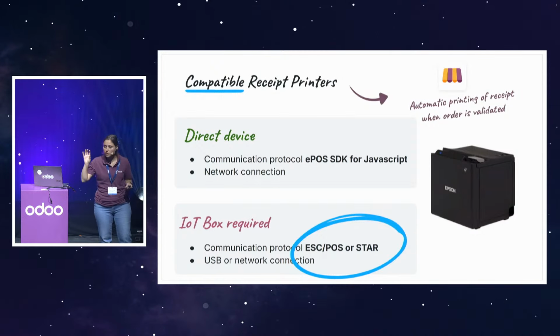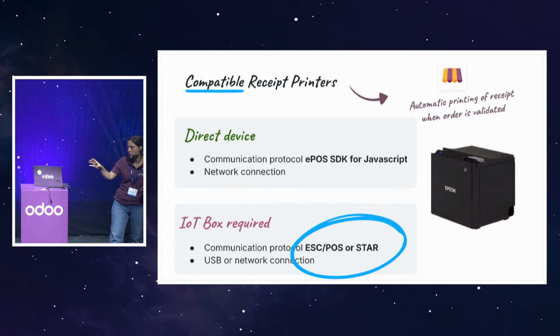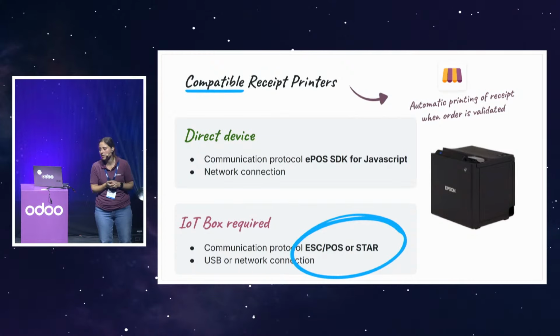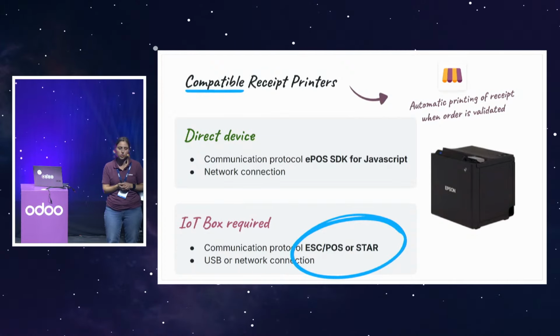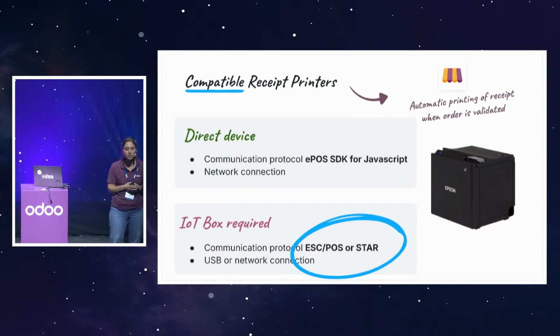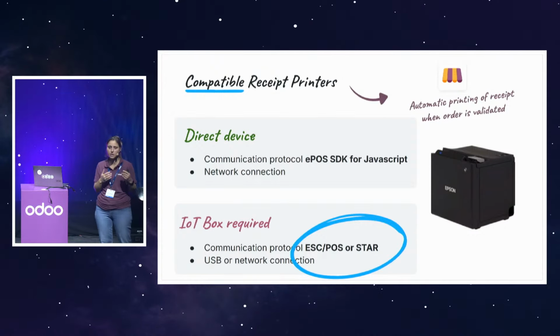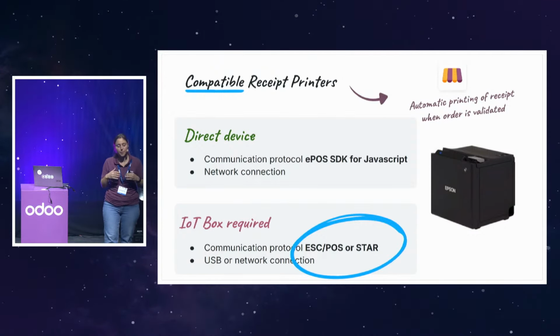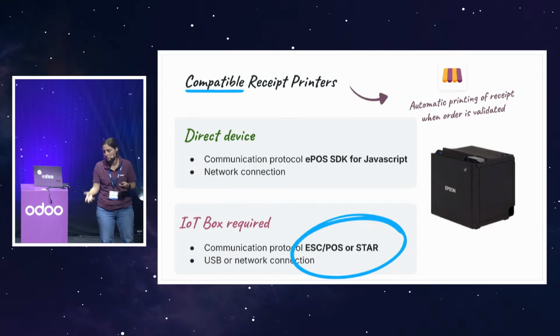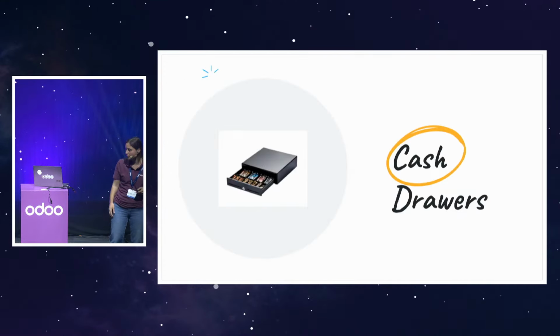So what is going to happen if you have compatible receipt printers? Basically, the printing of receipts is going to be automatic once the order is validated. That's an option you can either keep or activate or deactivate, depending on your needs.